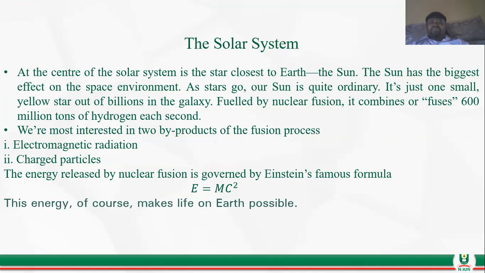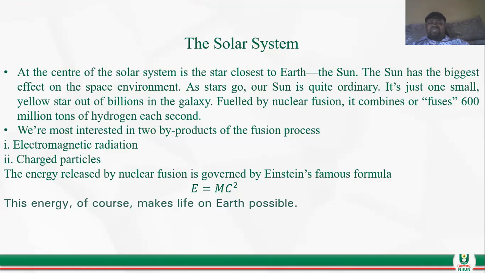Now the solar system. Let's not forget that the solar system consists of the sun and the 9 planets: Mercury, Venus, Earth, Mars, Saturn, Jupiter, Uranus, Neptune, and Pluto. All these 9 planets are part of the solar system. At the center of the solar system is the star closest to the Earth, the sun.